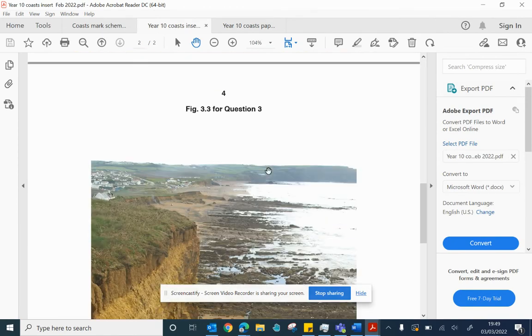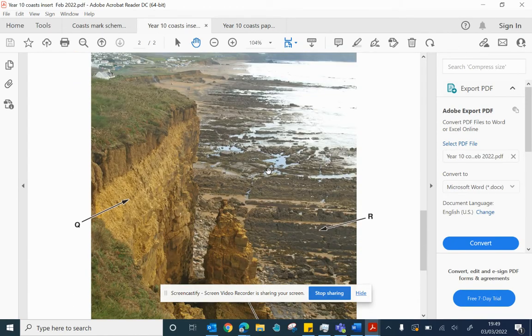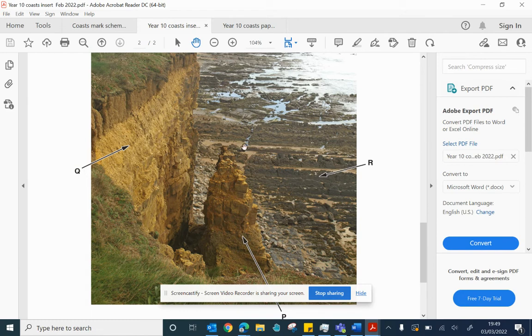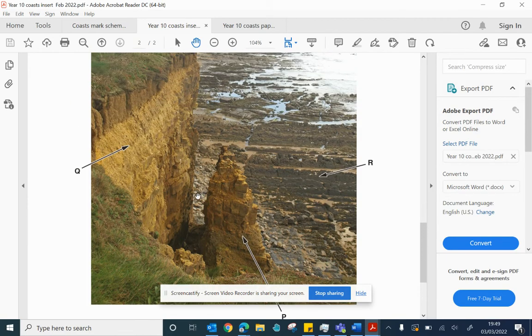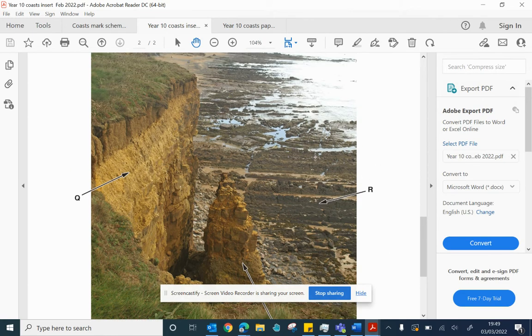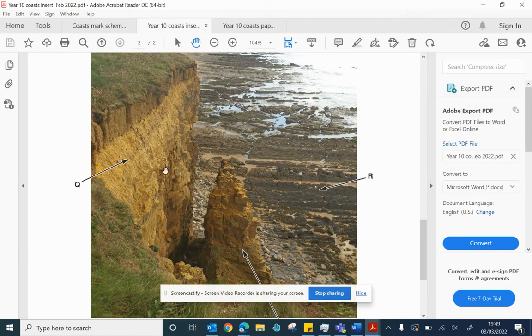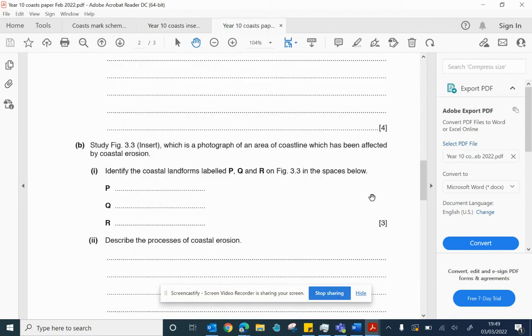Okay, so let's have a look at the second photo. P is a stack. That's a coastal stack. Q is a cliff face. We can see a rather nice vertical cliff face there. R's the tricky one. And R is a wave cut platform. That's all we need to do. Identify stack, cliff, wave cut platform. That's all we're doing for that question.